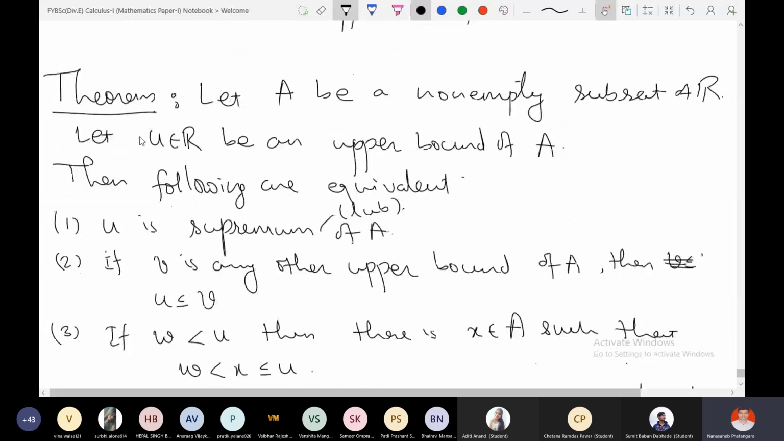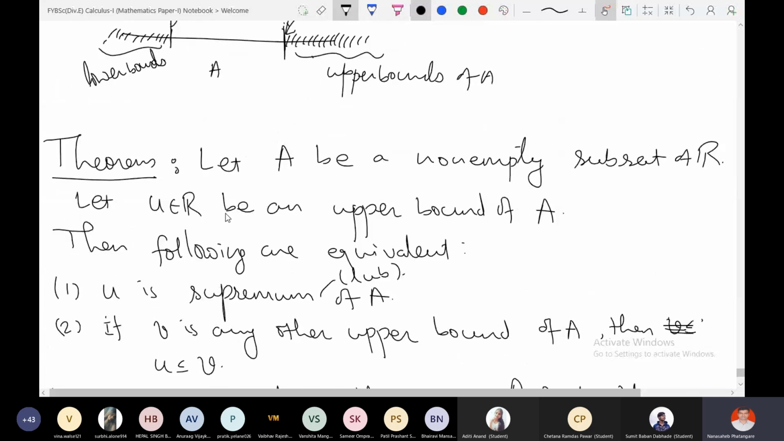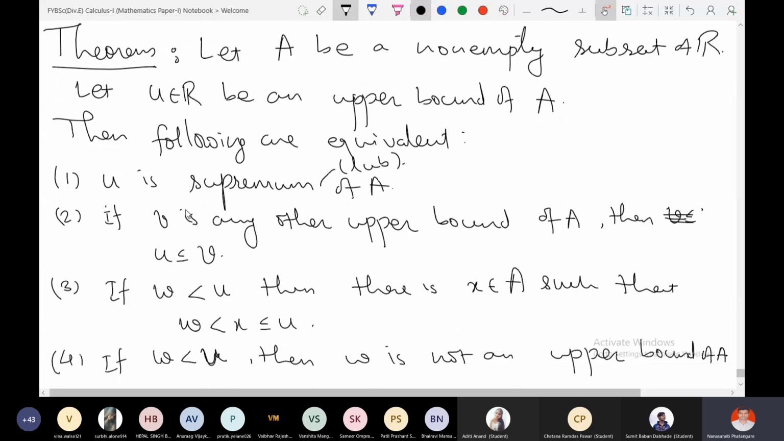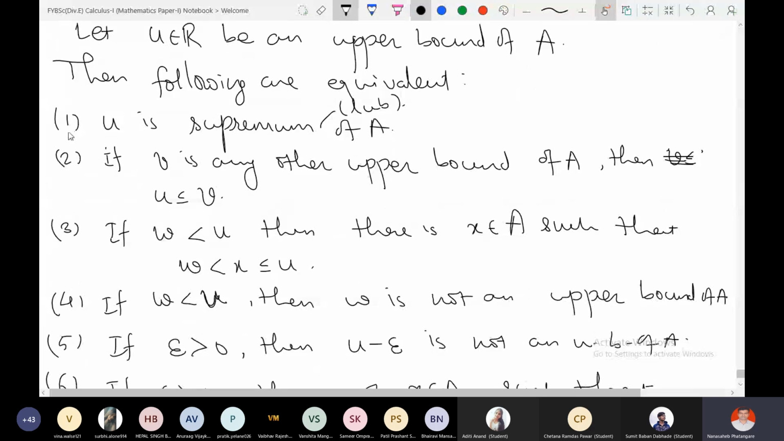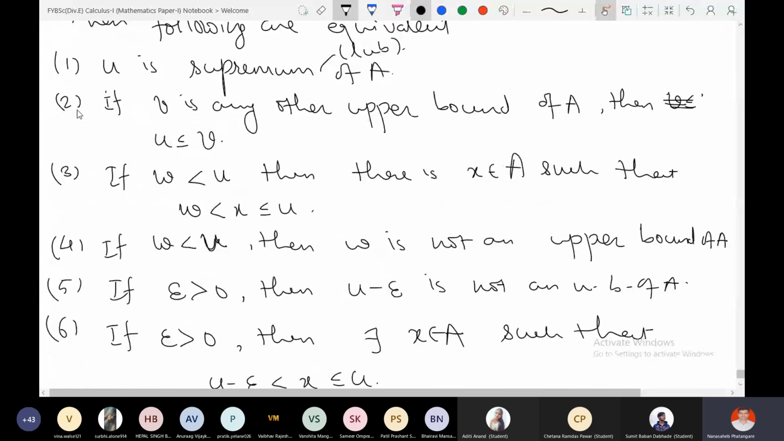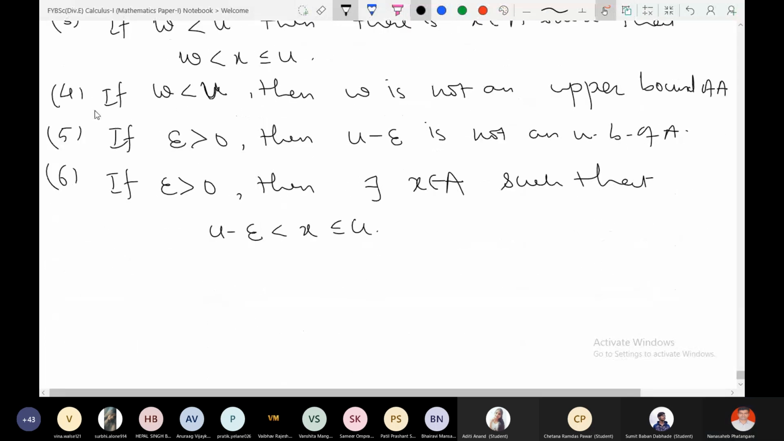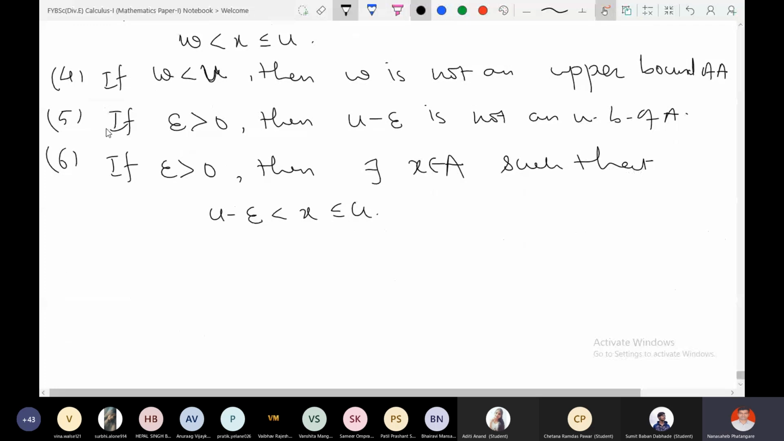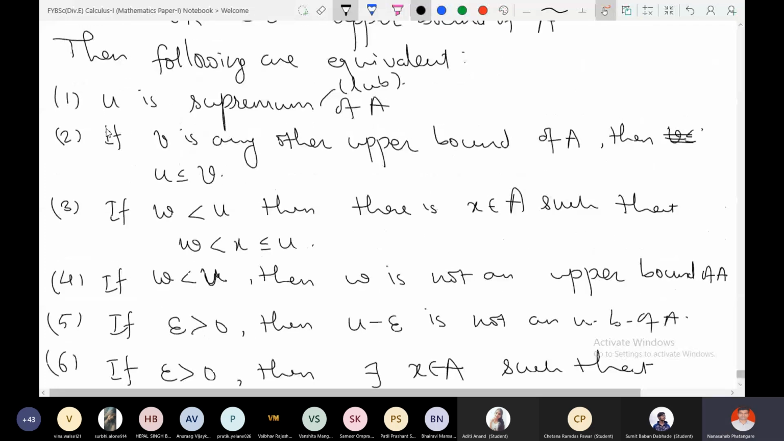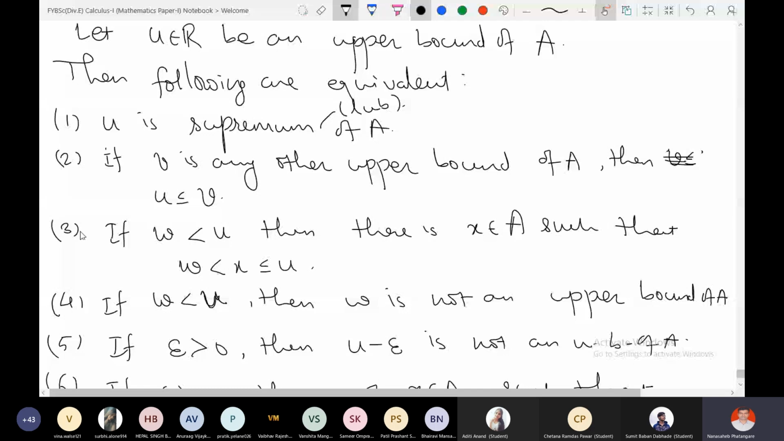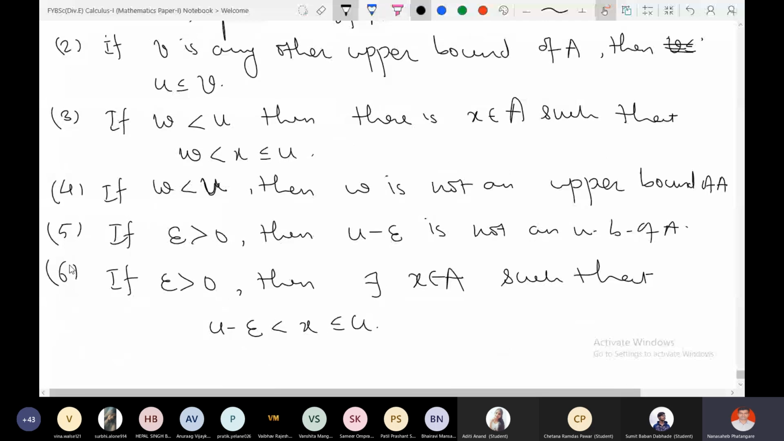Now what is the meaning of this theorem? All the following statements are equivalent, which means what? 1 is equivalent to 2, that means 1 if and only if 2, 2 if and only if 3, 3 if and only if 4, 4 if and only if 5, 5 if and only if 6, 6 if and only if 1. So if you prove that 1 implies 2, 2 implies 3, 3 implies 4, 4 implies 5, 5 implies 6, and 6 implies 1, it means all are equivalent.